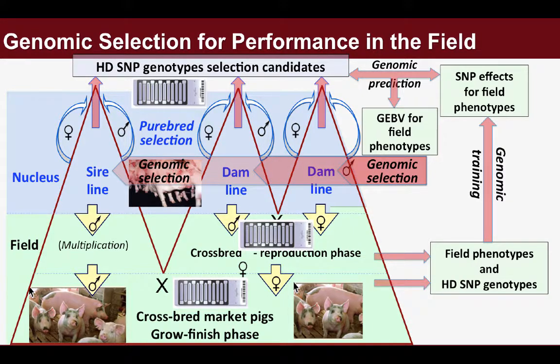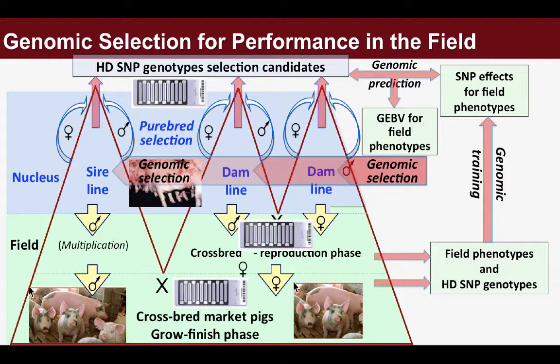One important difference of this genomic prediction approach compared to the strategy where phenotypes collected in the field are directly used for genetic evaluation in the nucleus is that the genomic prediction approach does not require pedigree to be tracked through the system.